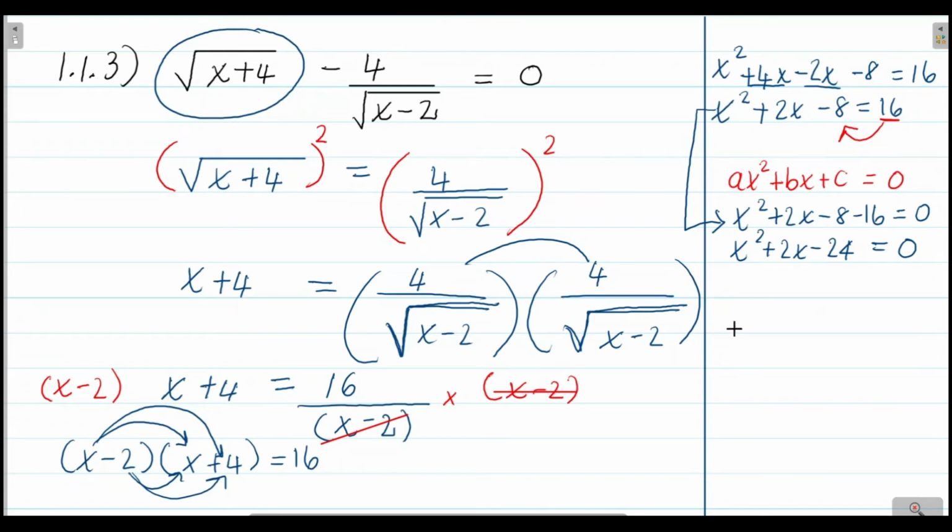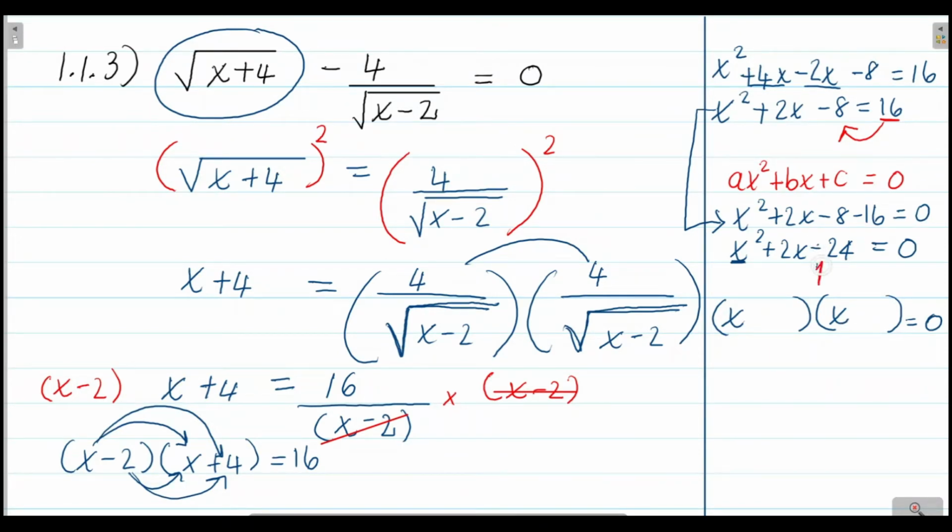Okay, we can simply factorize this using the process of inspection, right? So let's just quickly go through how we factorize this using the process of inspection. We've got an x squared there, so we're going to have two x's, x and x. Then we look at this sign here.